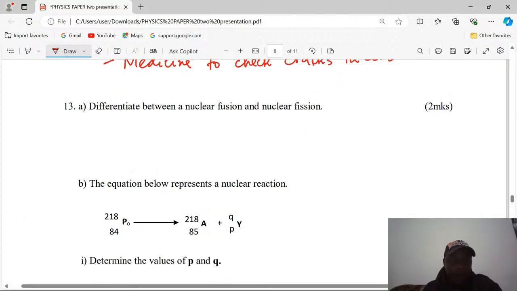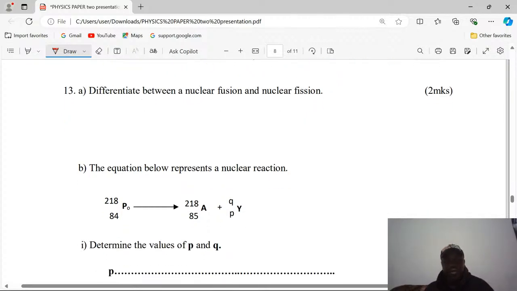We can have number 13, which is on radioactivity, a very sensitive topic in Form 4 physics. We are going to discuss that.